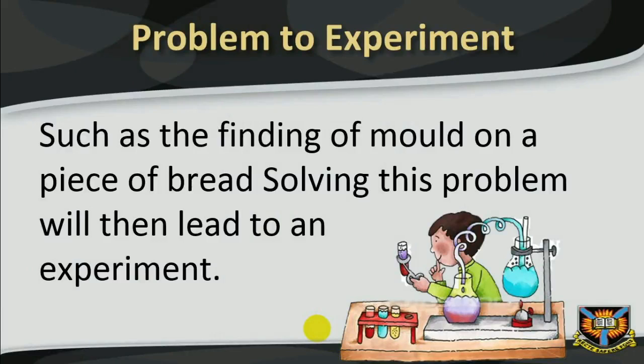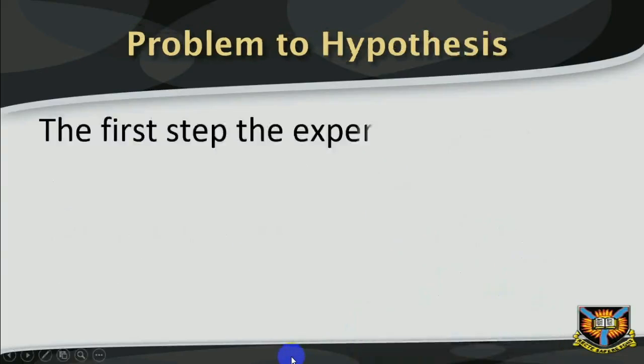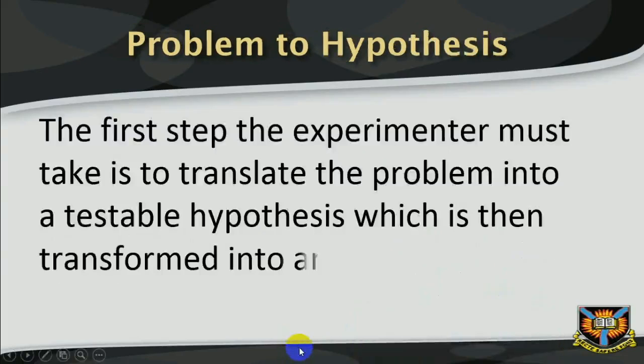A problem may arise from an accidental discovery in a laboratory, such as finding of mold on a piece of bread. Solving this problem, why is the mold growing here, led to the discovery of penicillin. Finally, a problem may arise directly from a theoretical model. For instance, when we ask, why does reinforcement increase the probability of the occurrence of the behavior that preceded it?